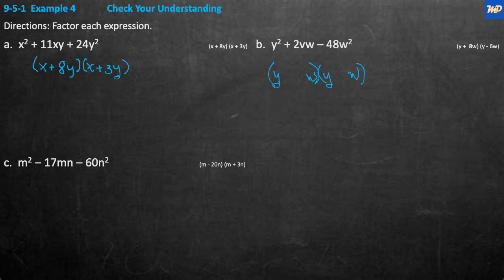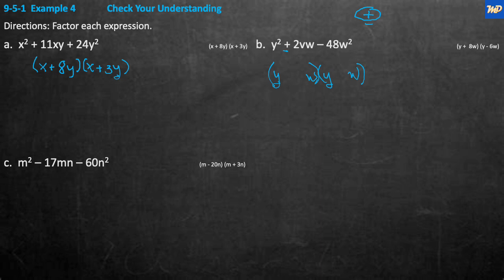So now we have 48, and we're looking for a positive 2, and that's good because we have a negative on the 48, which means we can have a positive and a negative. We must have one positive and one negative. And since this is positive, it means that the positive number must be larger than the negative number. So what two numbers can we put together that get near 2?